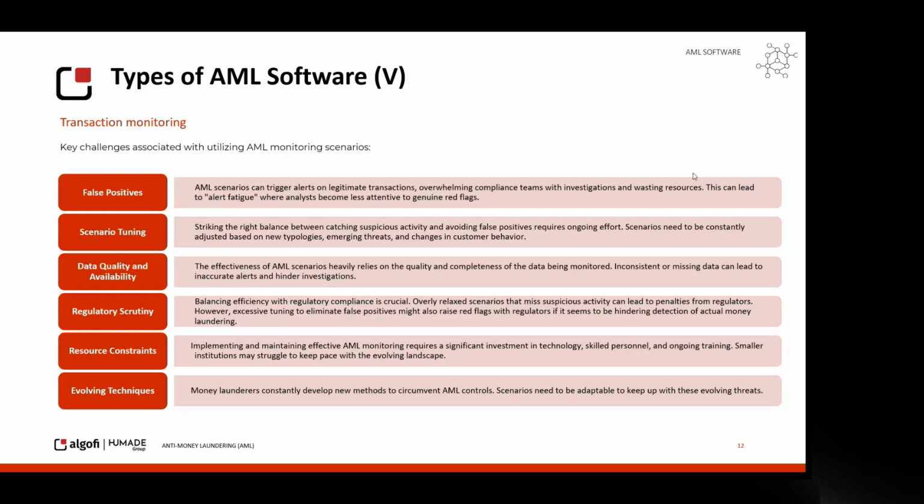Resource constraints. Implementing and maintaining effective AML monitoring requires a significant investment in technology, skilled personnel, and ongoing training. Smaller institutions may struggle to keep pace with the evolving landscape. And the last key challenge here is evolving techniques. Money launderers constantly develop new methods to circumvent AML controls. Scenarios need to be adaptable to keep up with these evolving threats.